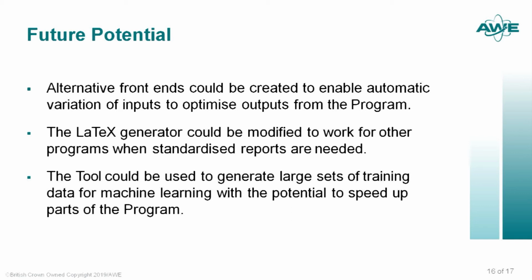The LaTeX generator is quite rudimentary, so it could be modified to work with a variety of other programs if you needed just a standardized report format to quickly show results. You could also use the tool to quickly populate a lot of results and then just send them off and leave it be. And then you could use those results to maybe train a machine learning program, which could in part replace parts of the original program as you've already found the relation. And that could eventually speed up different aspects of the program itself.